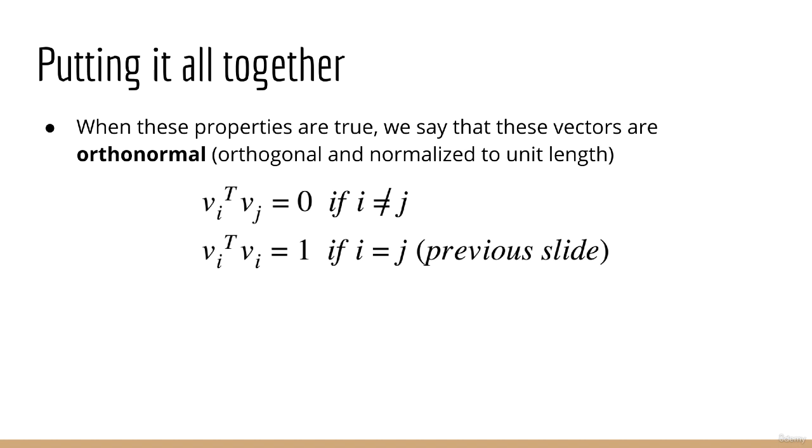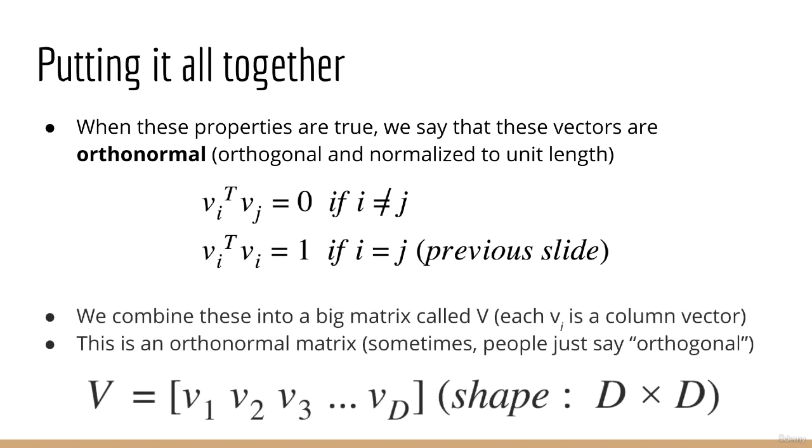Alright, so altogether, if the length of each eigenvector is 1, and each eigenvector is orthogonal with the others, then we can say that they are orthonormal. For reasons which won't be clear yet, what we would like to do is organize these eigenvectors into a matrix. We'll call it big V.